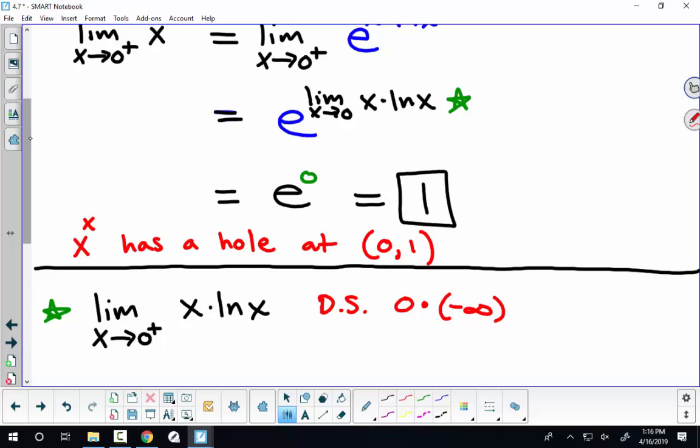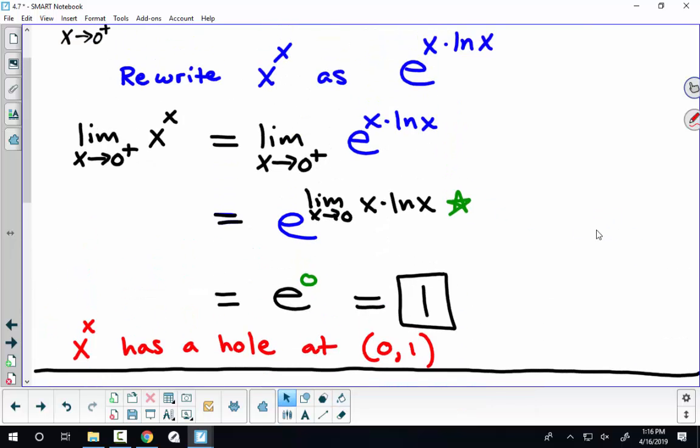So I'm just kind of confused how you are able to figure out where the hole is. I know it's 0, 1, but how do you know that was a hole though? Well, the idea of a removable discontinuity is that as x approaches a finite number, the y values also approach a finite number. If it were a vertical asymptote, as we approach a finite number, the y values would always approach infinity or negative infinity.